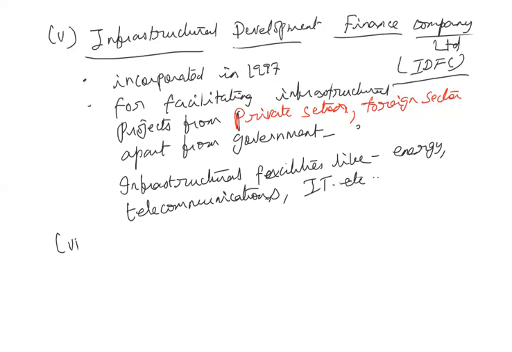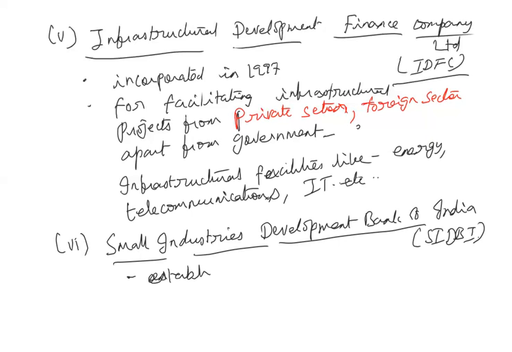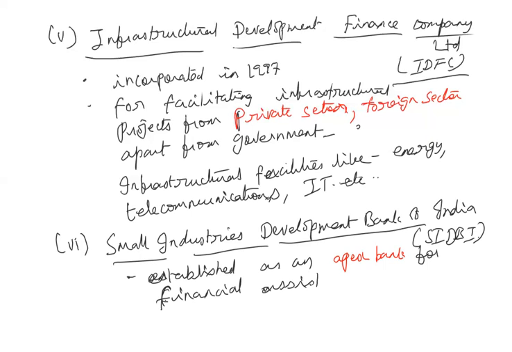And finally, we have Small Industries Development Bank of India, popularly known as SIDBI. The name itself says it is the bank for lending loans for the small industries. So it is established as an apex bank for credit and financial assistance to all the small scale industries in the country.